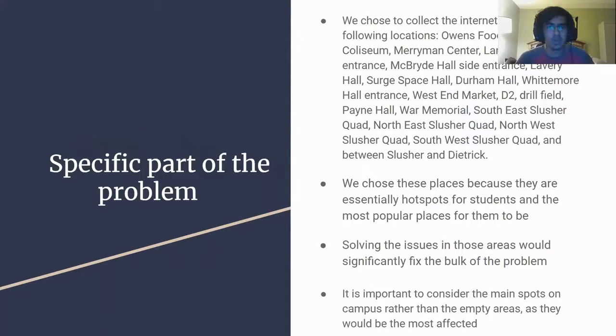So we chose the following areas due to their popularity with the students on campus. So if we solve the internet issue in those areas, it would definitely help the majority of the students rather than just the small and empty areas. According to our recordings and data, Owens Food Court had the highest internet speed, and the middle of the drill field had the lowest, as well as War Memorial and Payne Hall. It's important to consider the main spots on this campus rather than the secluded areas, as it would affect them the most.